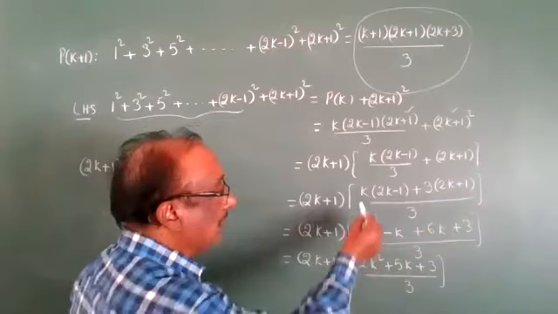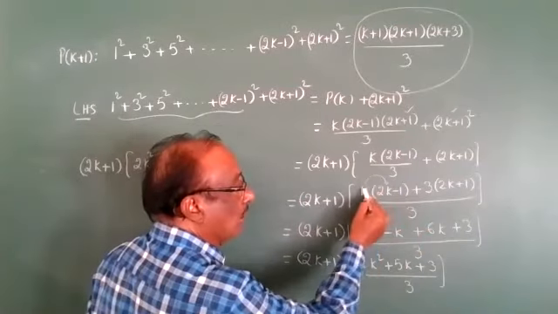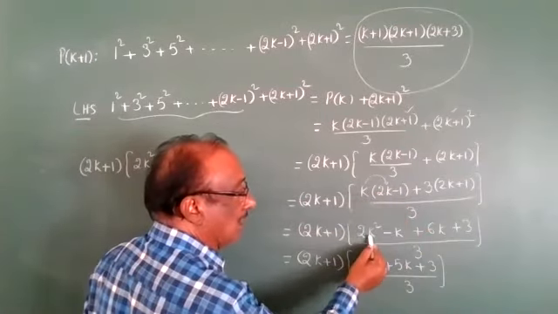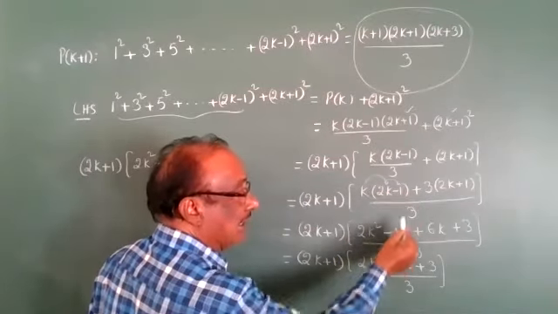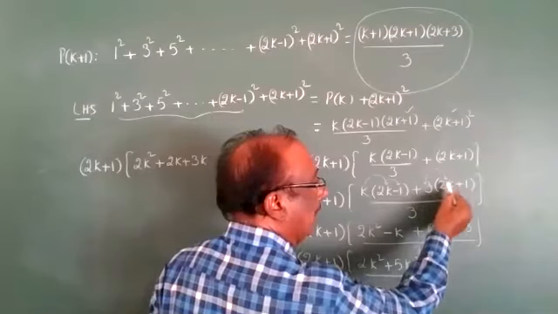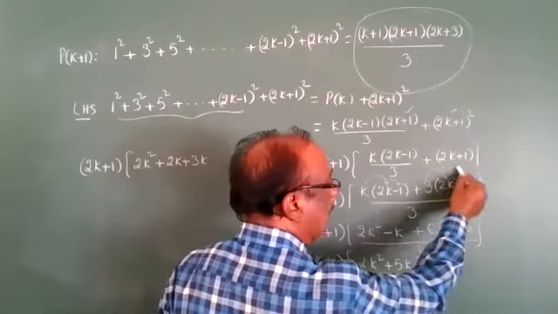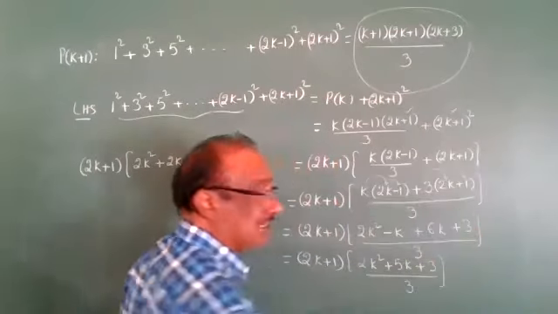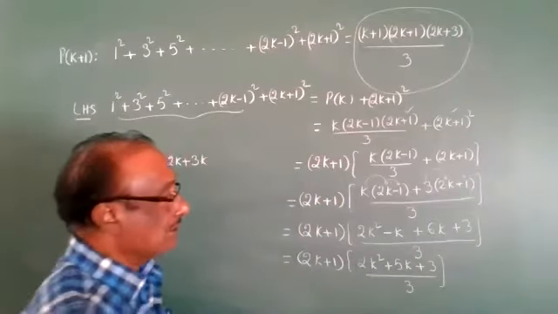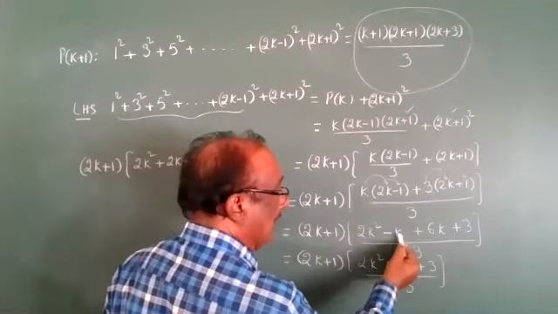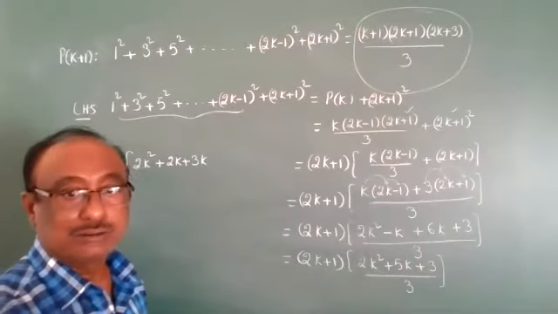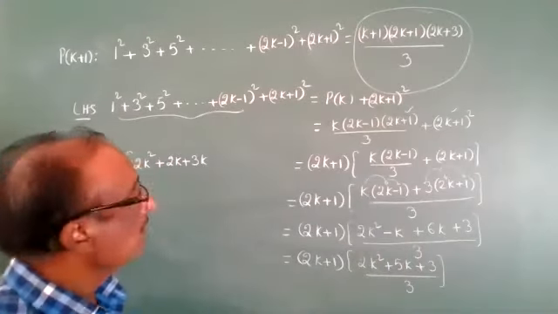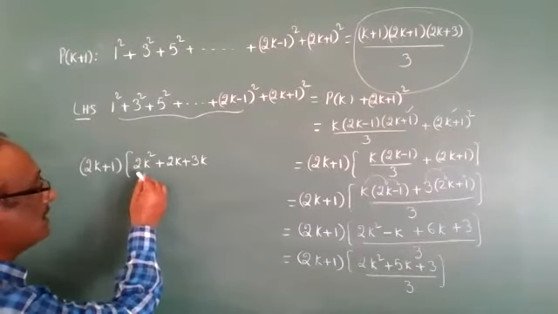K multiply 2k into 2k, 2k square. K into minus 1 is minus k. 3 multiply 3 into 2k, 6k. 3 into plus 1 is plus 3. So this is 6k minus k, which is 5k, plus 3. Now it is clear, Amrish? Right. So this is it.